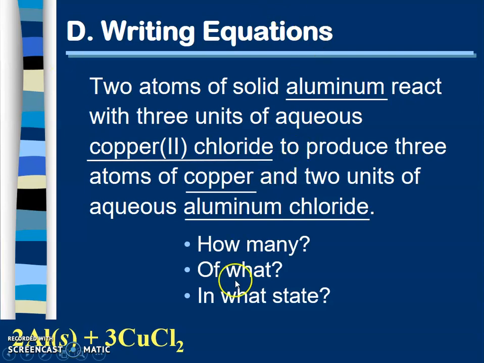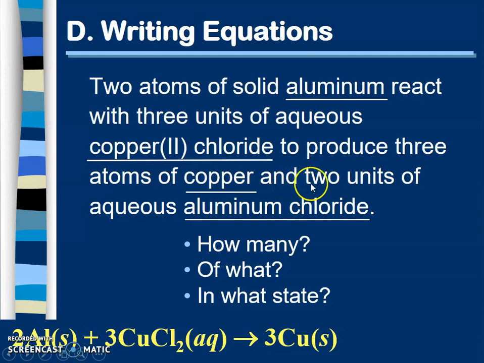Next, how many? 3 of what? CuCl2. In what state? Come back up. It says that it's aqueous, so AQ. Okay, to produce, time for my arrow. 3, okay, so put my 3 there. How many? 3. Of what? Copper. So go to my periodic table. That's a Cu. It is not diatomic, so it can be alone. Cu. In what state? Okay, copper by itself is always a solid, so S.